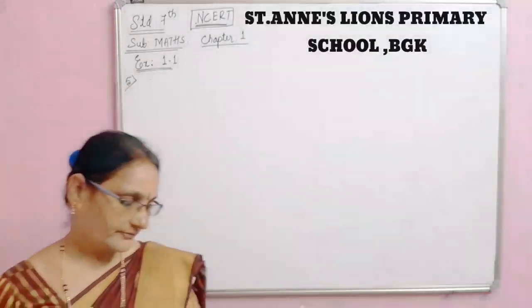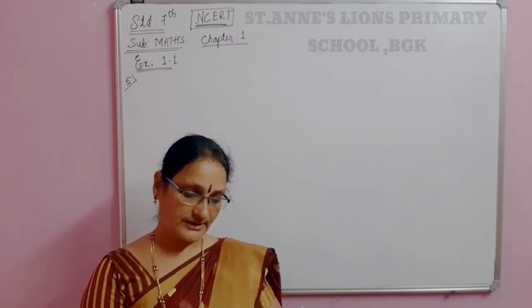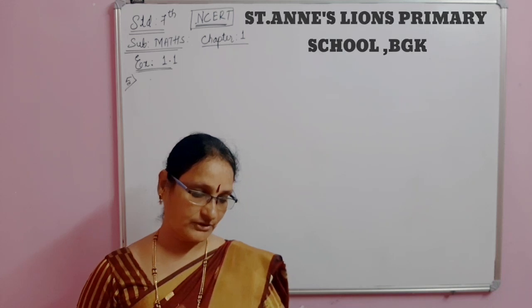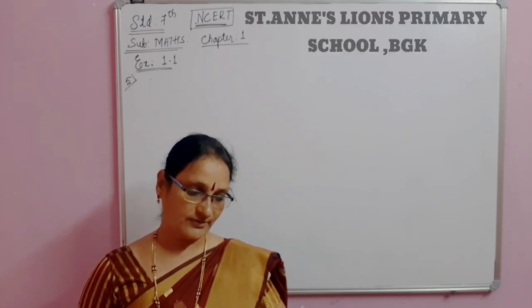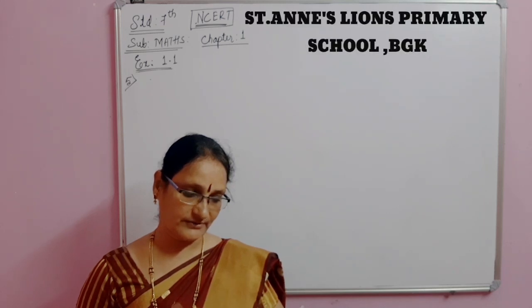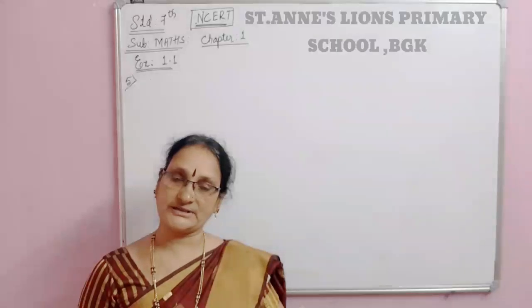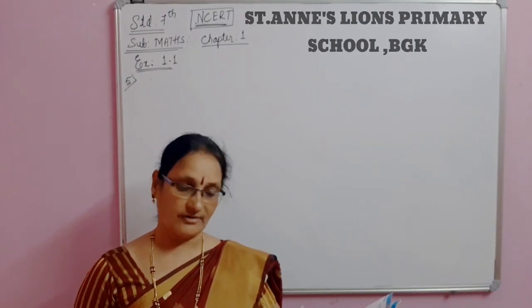Now the fifth problem. Mohan deposits rupees 2000 in his bank account and withdraws rupees 1642 from it the next day. If withdrawal of amount from the account is represented by negative integer, then how will you represent the amount deposited? Amount deposited will be positive. Find the balance in Mohan's account after withdrawal.